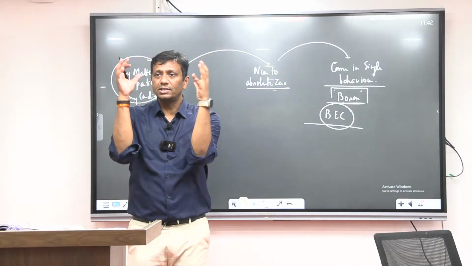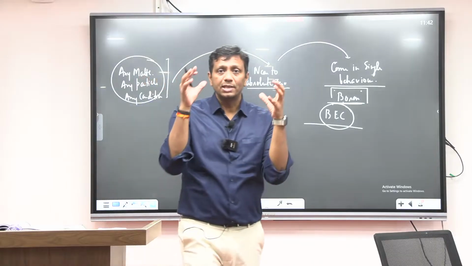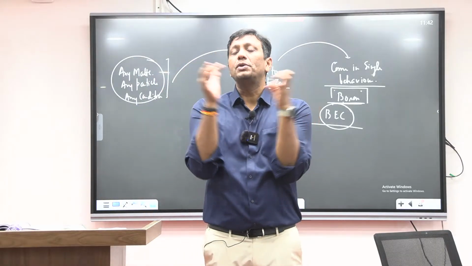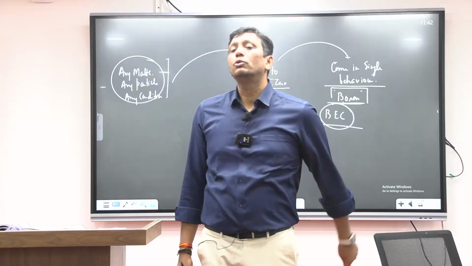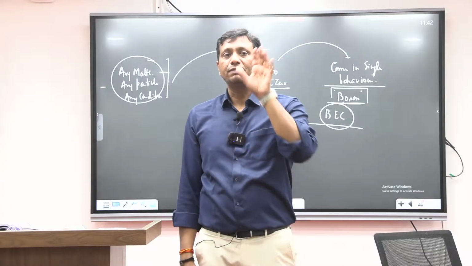At low temperature, things condense. At high temperature, they expand. They form a uniform structure called a boson, and this is called the Bose-Einstein condensate, and the Bose-Einstein condensate is the fifth state of matter.